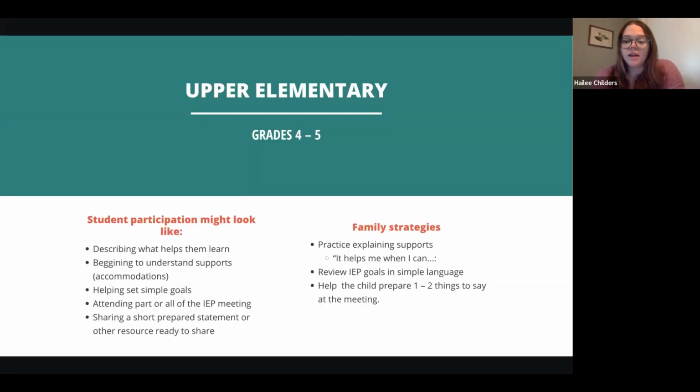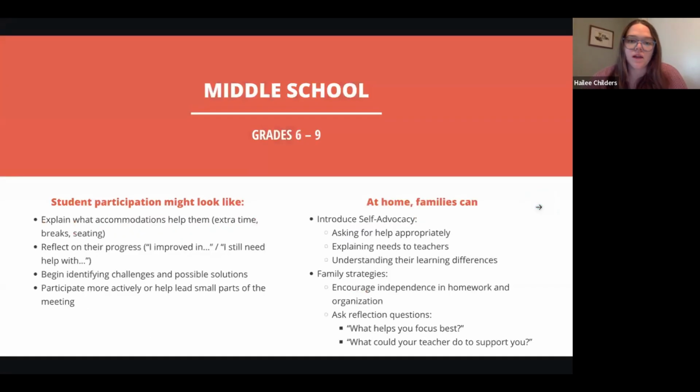And as a family, the strategies that you can do to support your child in grades 4 and 5 at home are to practice explaining supports. So help them understand what they do that helps them. So it helps me when I can... Review IEP goals in simple language, and then help the child prepare 1 to 2 things to say at the meeting as well. And then with that, I'm going to pass it over to Hannah for middle school.